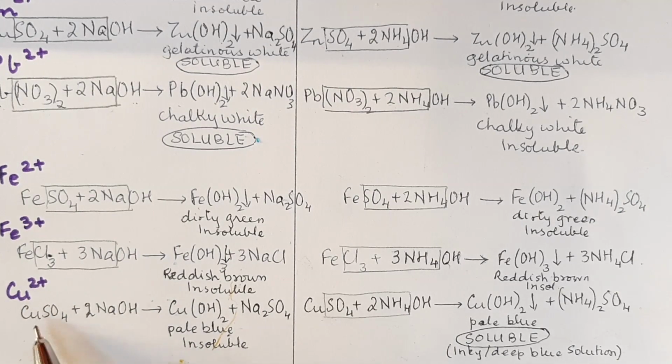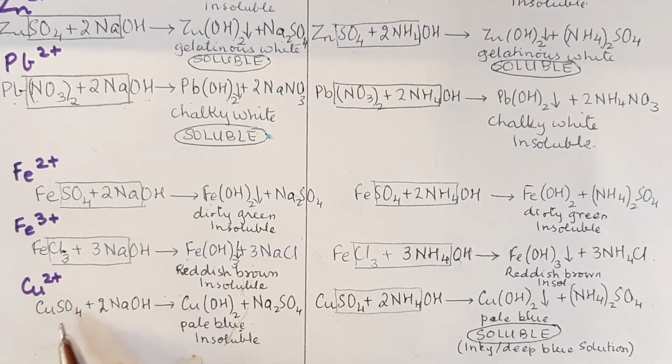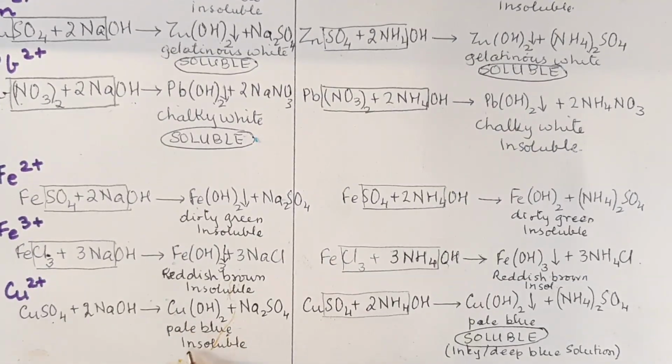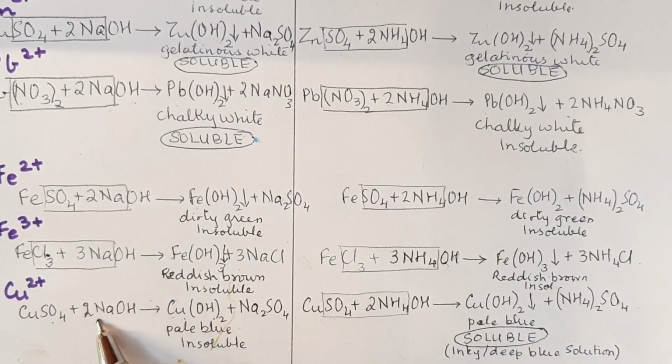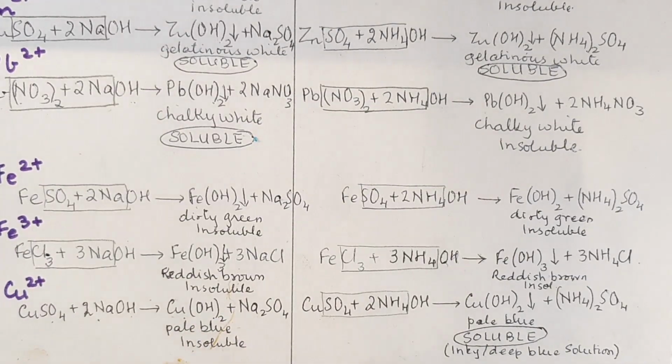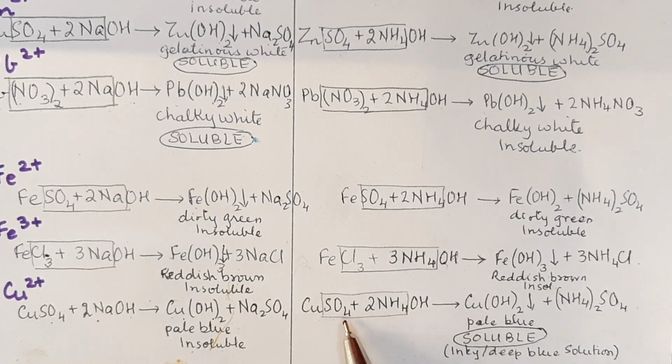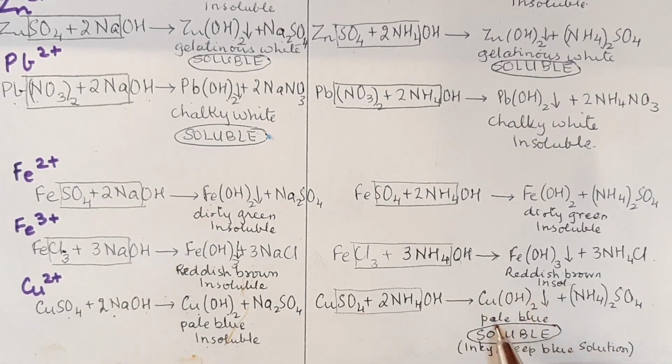Cu2+, we saw that it was blue crystalline salt, and then we added water and made blue colored solution that gave pale blue precipitate of Cu(OH)2 with NaOH, which was insoluble in excess of NaOH, but with NH4OH we had Cu(OH)2, which was pale blue precipitate, but it was soluble in excess, forming inky blue or deep blue solution of tetramine copper 2 sulfate.